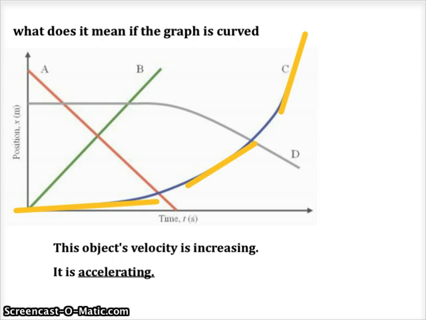So what this means is that the slope is increasing, so the velocity is increasing. So we would say that this object is accelerating. It's a very smooth acceleration because the graph is curved. And again, this is a topic that we'll get to a little bit later.